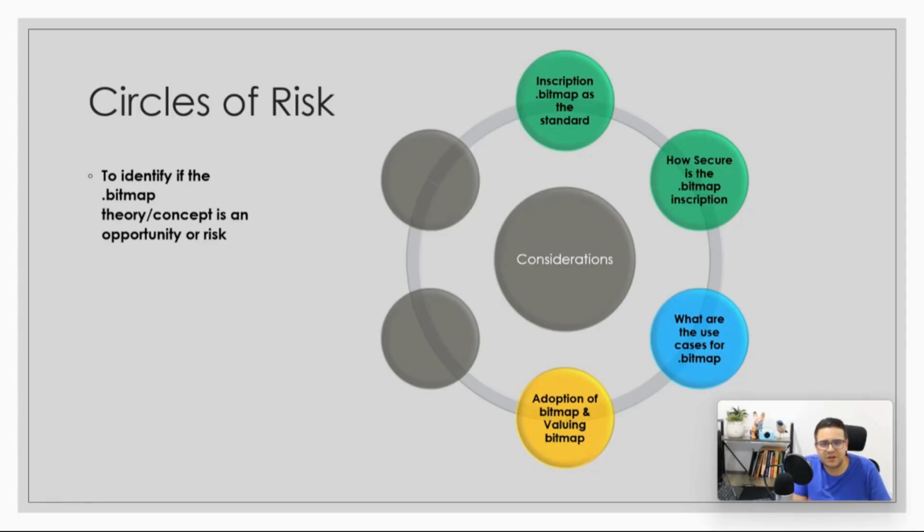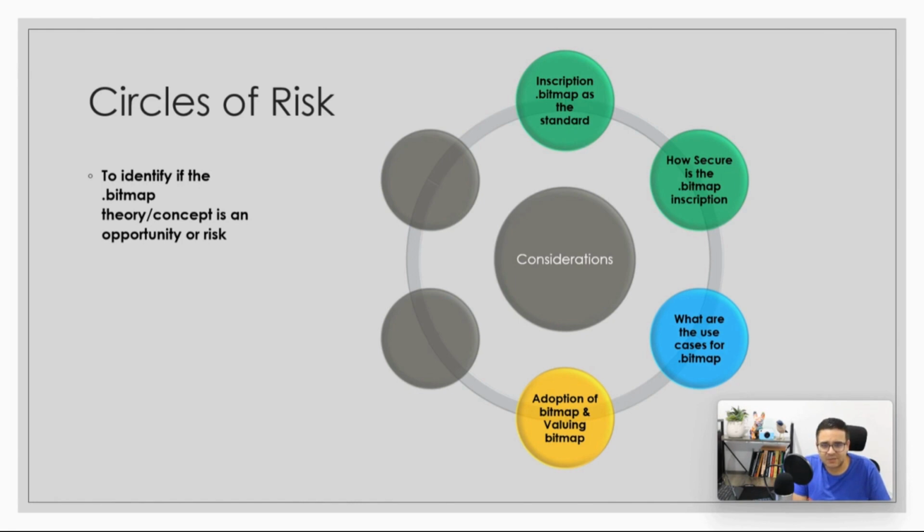Today we're going to be covering the adoption curve and how we should perhaps value the Bitmap. So let's get straight into it. Here are the circles of risk that we've reviewed to date, which hopefully you've become familiar with.